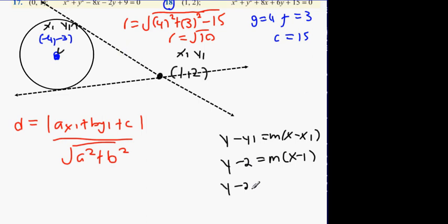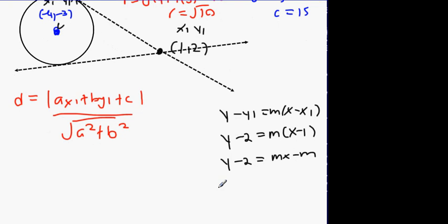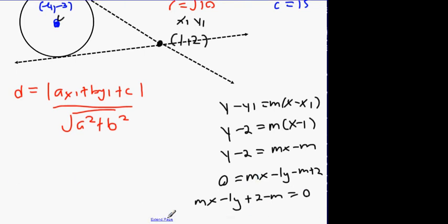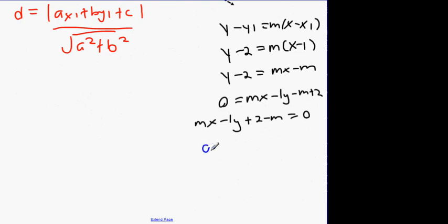So what we're going to do next is say y minus 2 equals mx minus m. We're then going to put everything onto one side, and we get 0 equals mx minus 1y minus m plus 2. I'm then going to rejig this into mx minus 1y, and put 2 minus m at the end. This is the equation of a line. Would you agree with that? This equation of the line is in the form ax plus by plus c equals 0. a equals m, b equals minus 1, c equals 2 minus m.